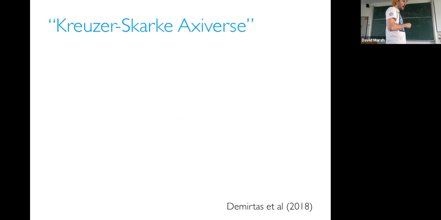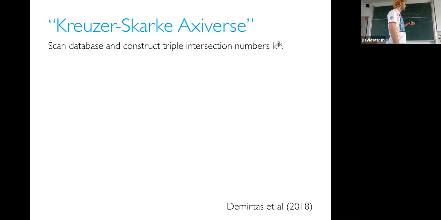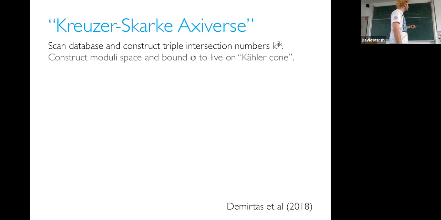You can even do a little bit better and construct things really explicitly from the Kreuzer-Skarke database, and this is the last thing I'm going to show you, just to give you an example. You can use all of this machinery and get things pretty explicit. This is the Kreuzer-Skarke axions paper by Demirtas et al., the McAllister group at Cornell. They scanned this database and constructed triple intersection numbers. They construct the moduli space, and they bound the moduli to live in some special place. They don't stabilize them, they just put them at a special place. And then they have everything.